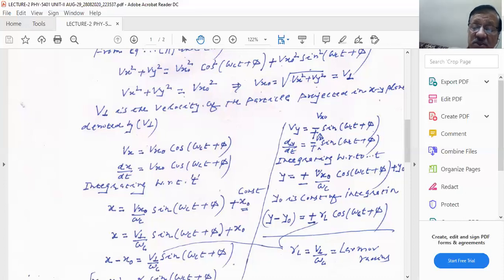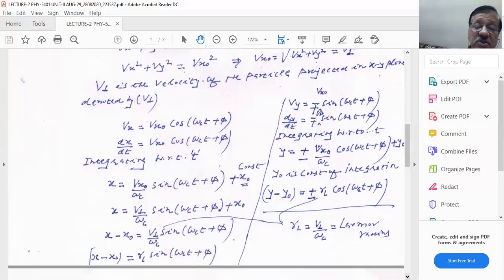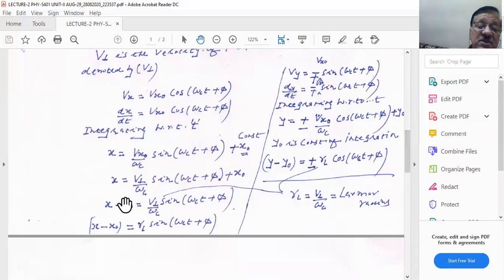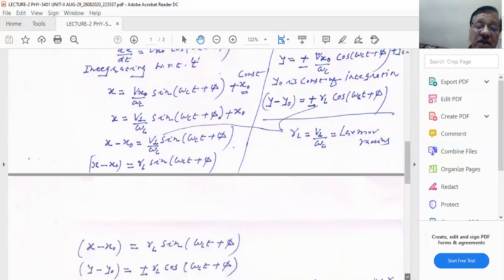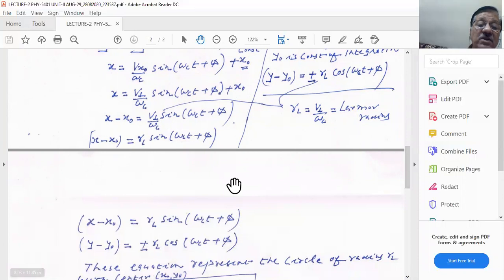Now once you know this equation, I can have these two equations, x minus x0 and y minus y0. I can combine these equations and write them here, x minus x0 and y minus y0, and this factor v perpendicular over omega is the Larmor radius. I write the plus or minus sign to show the sign convention of the charged particle.